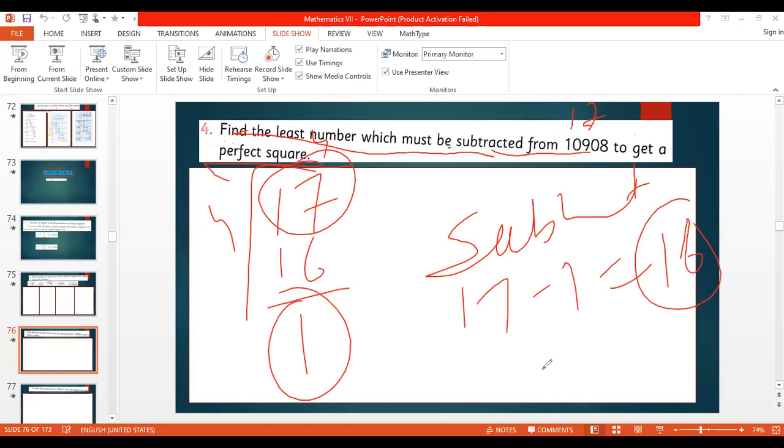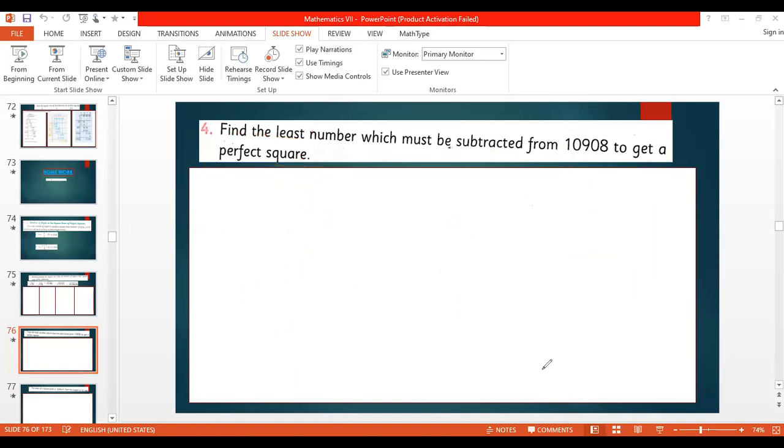So this question is just like that. Find the square root of this. At the end, you will get a number and subtract that number. Okay, got it? Should I start the question now? Yes, sir. Okay.